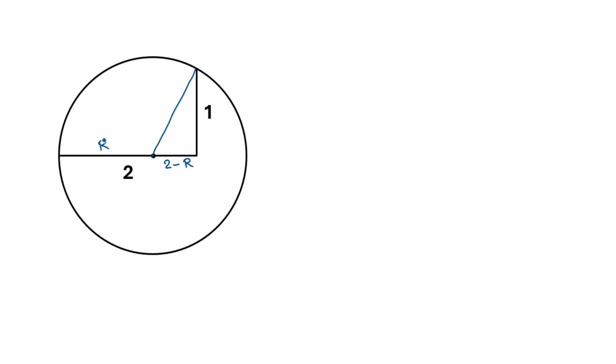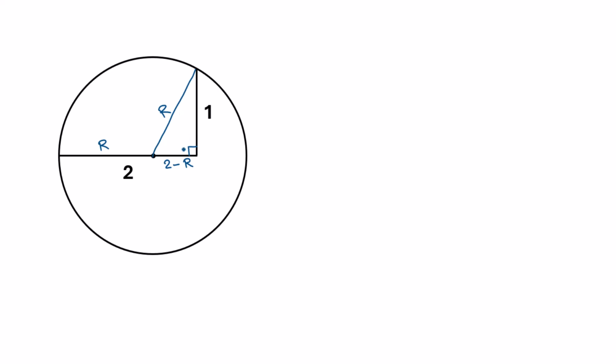As the radius of this circle is r and this line also indicates the radius of this circle, so this length will also be r. As these two lines are perpendicular to each other, so this angle will be 90 degrees. So this is a right angle triangle. Now apply Pythagoras theorem to this triangle.